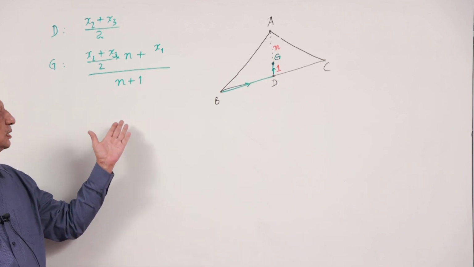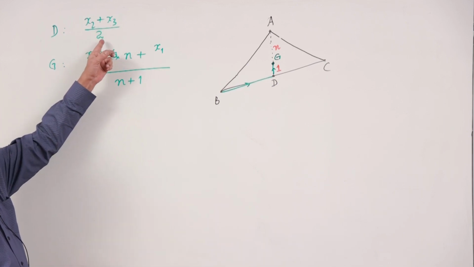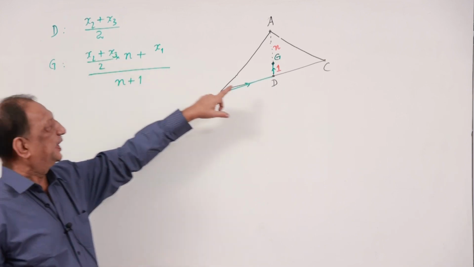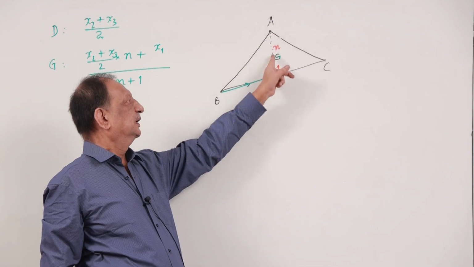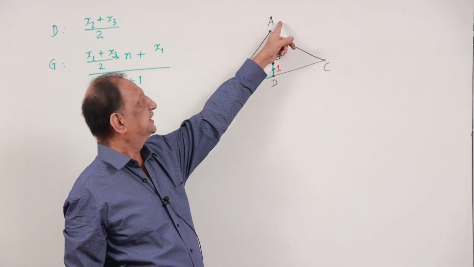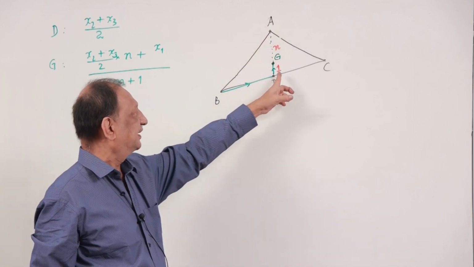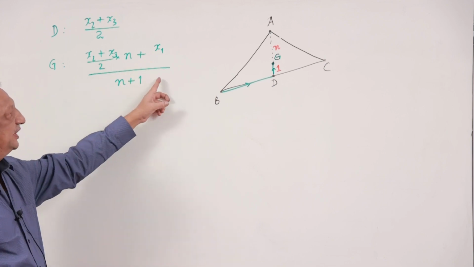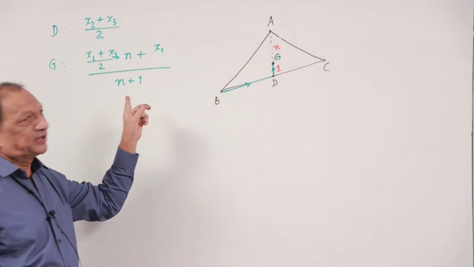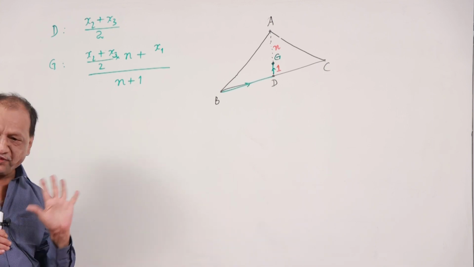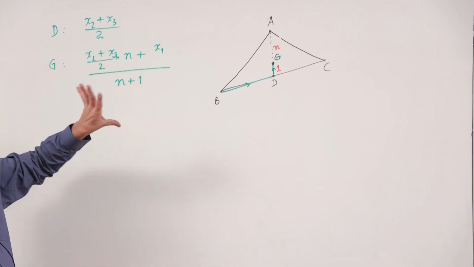This is correct. (x2 + x3)/2 is the x coordinate of D. We multiply by the ratio not yet travelled, n, plus x1, the x coordinate of A, multiplied by the distance already travelled, which is 1 actually, divided by the total distance to be travelled, n plus 1. The same, correct now? Now, the question is very simple. This is the x coordinate of G.